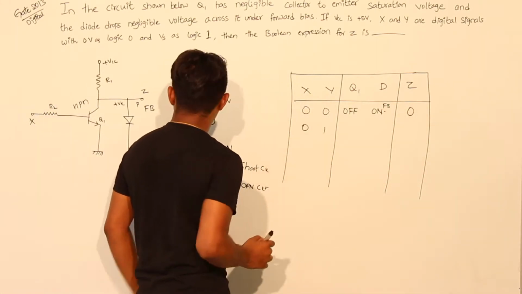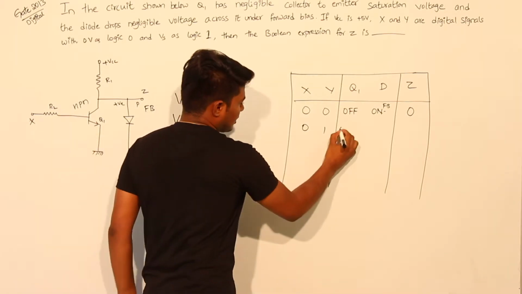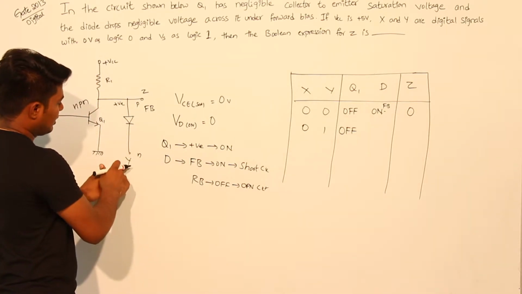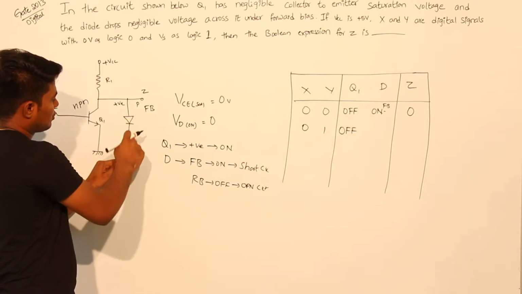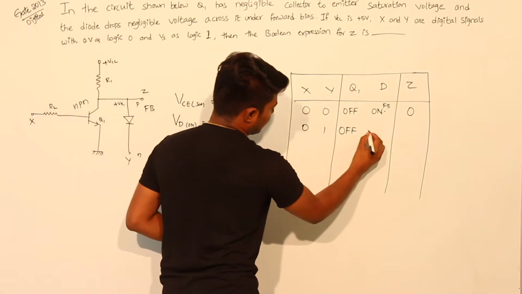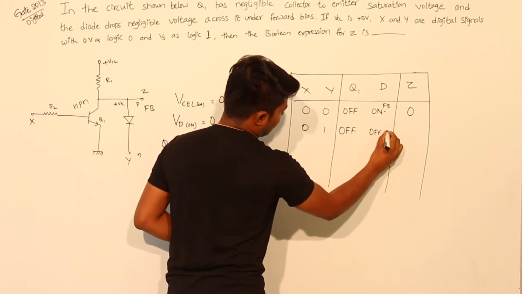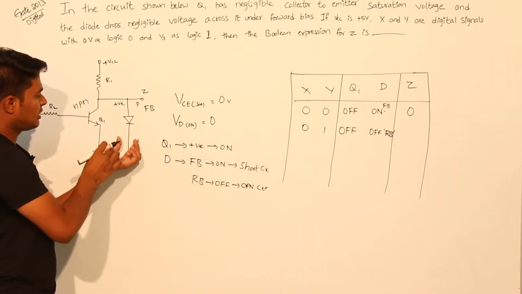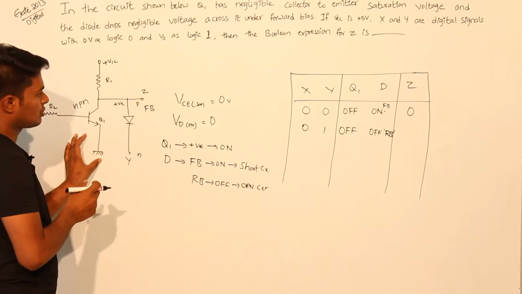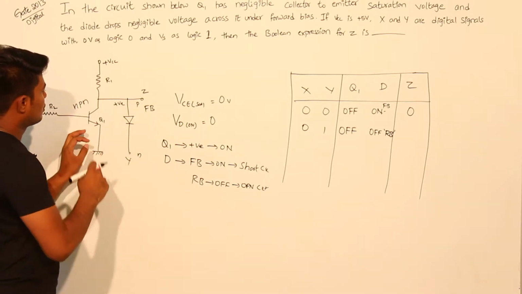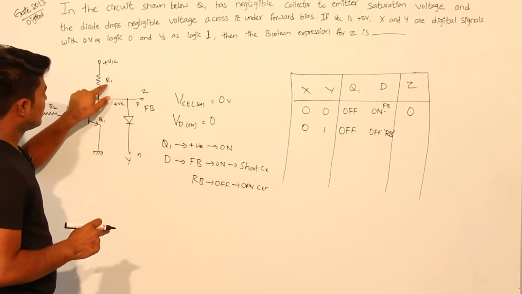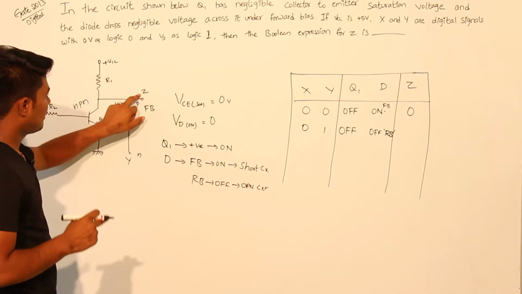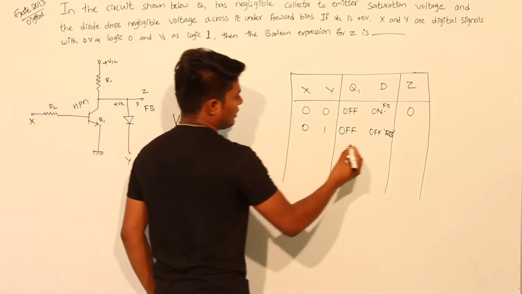Now 0, 1. Same, if X is 0, Q1 is in off state. Now here, if Y is equal to 1, this side is more positive compared to this side, so the diode will be in reverse bias. So it is off state and reverse bias, so it acts as an open circuit, and the transistor is also in off state. Since no current flows, no voltage will be dropped across R. So directly the value of VCC will be taken by Z. So Z is VCC, that is 1.